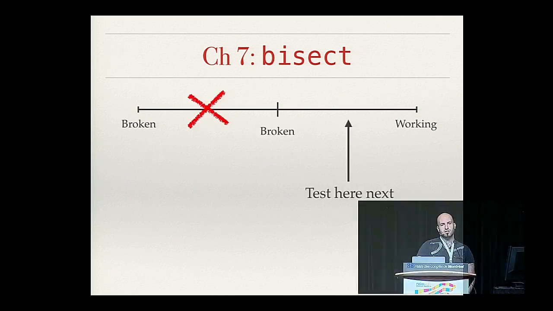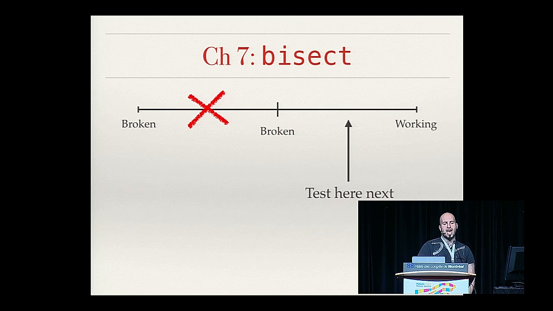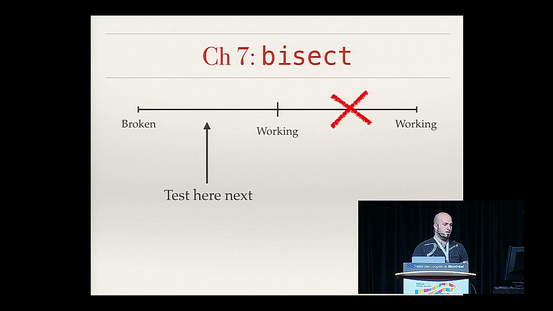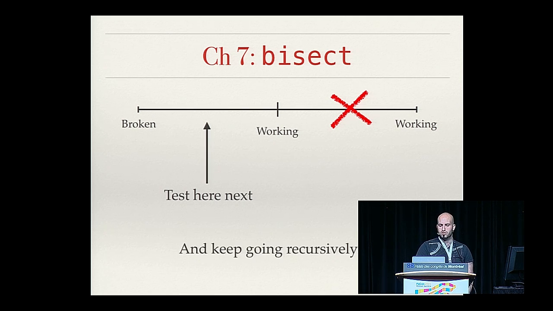If it's broken, then we can cross off half of the commits in that history and test next in the other side. And if it's working, then you just cross off the other half. And you just keep on going recursively until you find that particular commit where things actually changed. It's really fast, and it helps when you have a lot of history going on and you need to find what actually caused this thing to break.